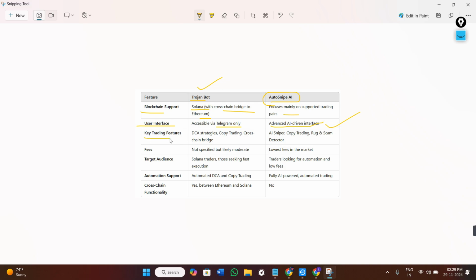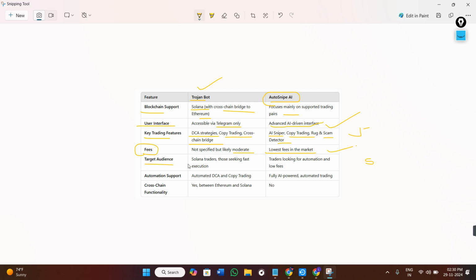Now, if we talk about some of the key trading features, in Trojan Bot, you will get DCA strategies, copy trading, and cross-chain bridge. Whereas in Autosnipe AI, you will get AI Sniper, copy trading, and rug and scam detector. If we talk about the fees, in Trojan Bot, you will have to face moderate fees, whereas in Autosnipe AI, you can start your trading journey with as low as $5. So Autosnipe AI has the lowest fees due to its AI-optimized priority fee feature.